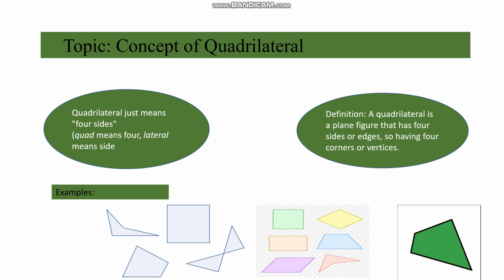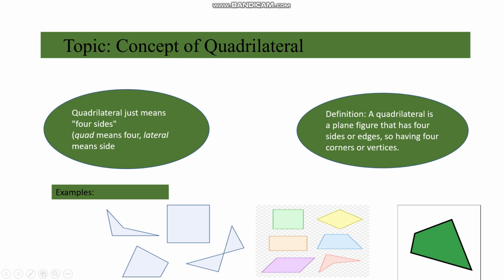And the general definition of quadrilateral: a quadrilateral is a plane figure that has four sides or edges, so having four corners or vertices. Some examples are here. The first example looks like: first side, second side, third side and fourth side. It's a bounded closed figure by four sides.